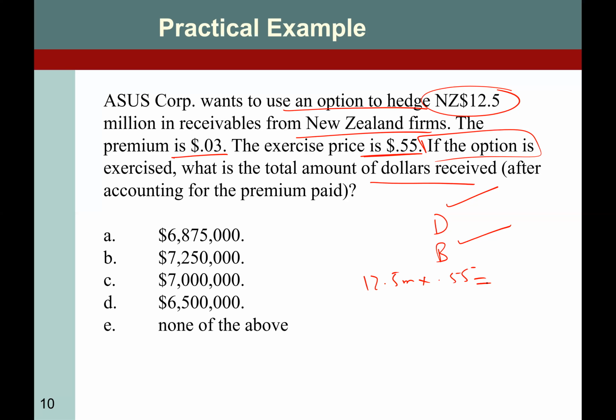6.875. 12.5 multiplied by 0.55. Answer is 6.875 million, right? So the cost of the option is 0.03.